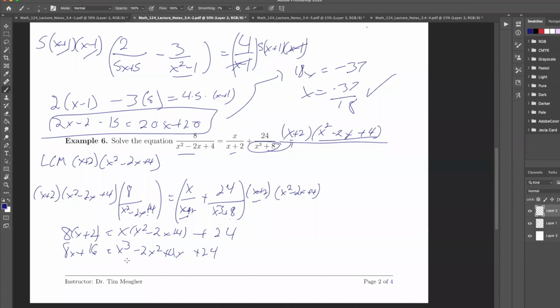Anyways, here we move everything to one side, so it's 0 equals x cubed minus 2x squared, sorry. And then I subtract this out, so 8x minus 4x would be minus 4x. And then 16x minus 24 is plus 16.